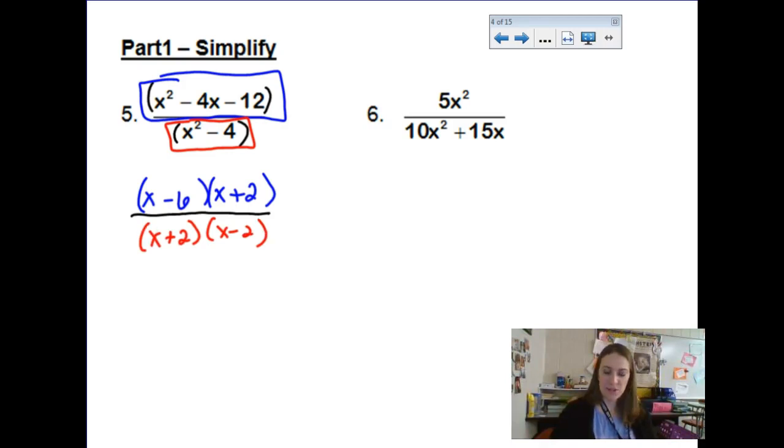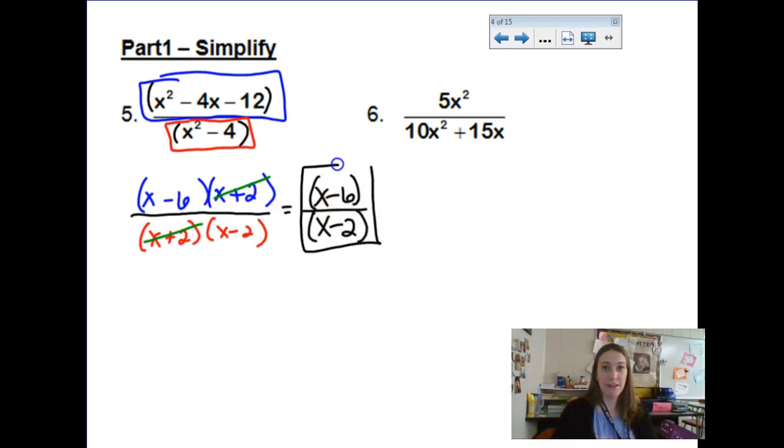So now that everything's written in its factors, I look through for any set of twins, and I notice x plus 2 can cross-cancel from the numerator to the denominator, and we are left with x minus 6 in the numerator over x minus 2 in the denominator. So again, this is a number, and this is a number, and there's nothing that's showing up twice, so this is the final simplification.